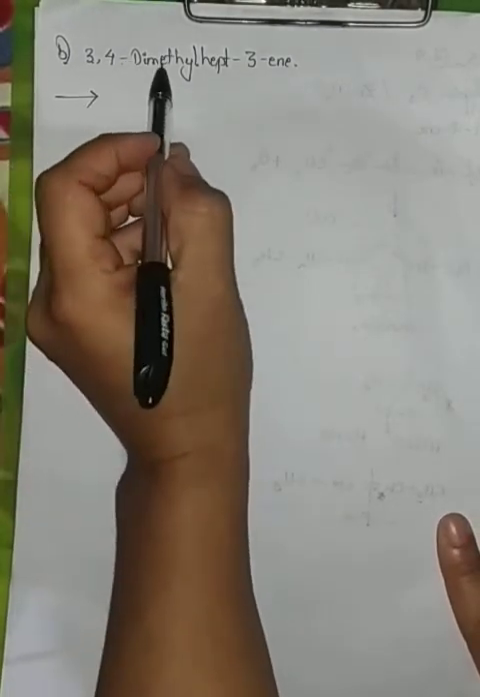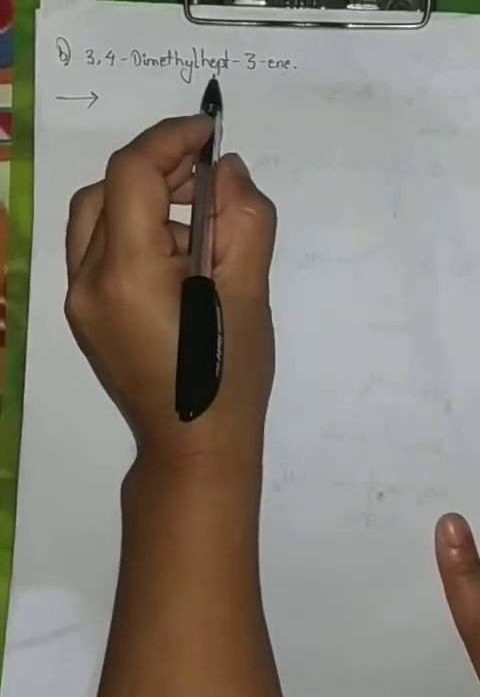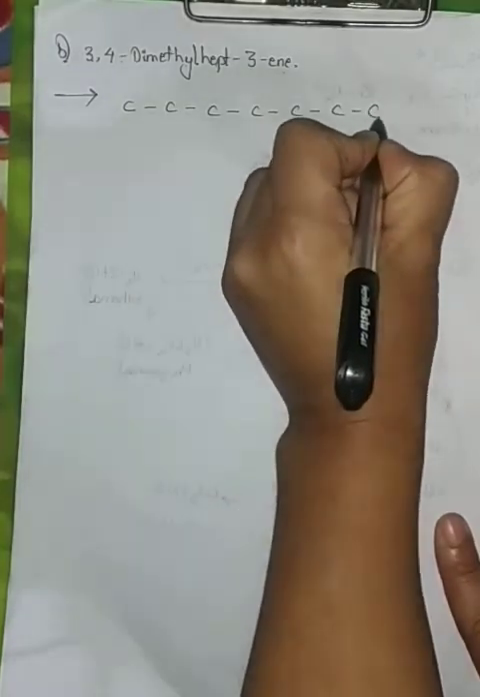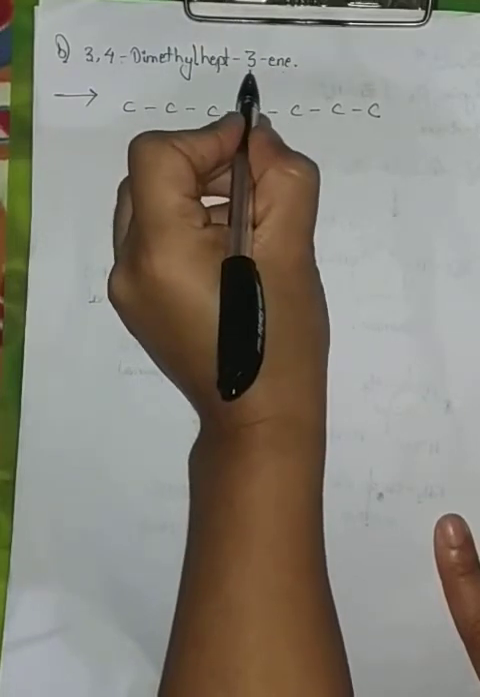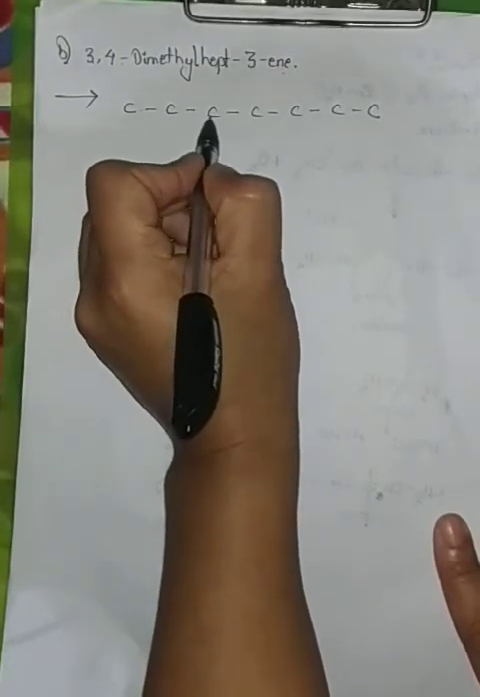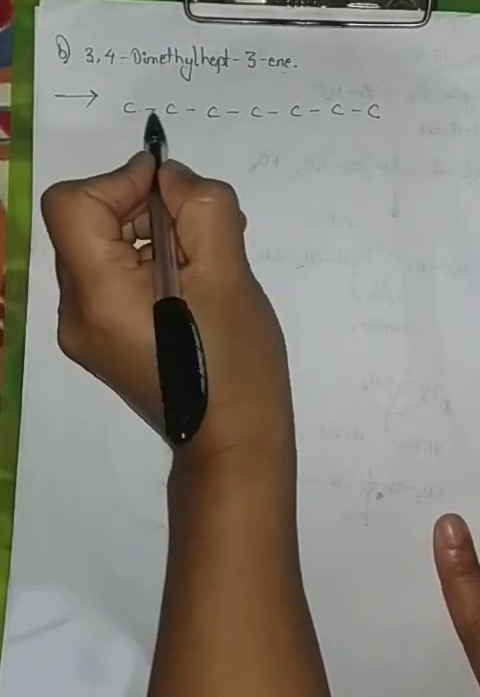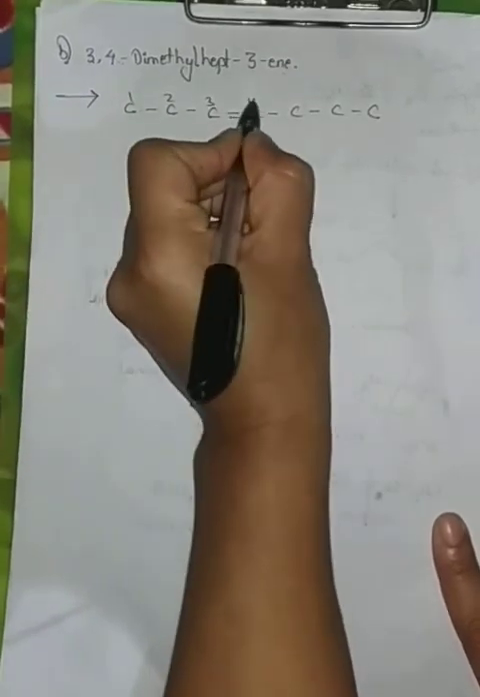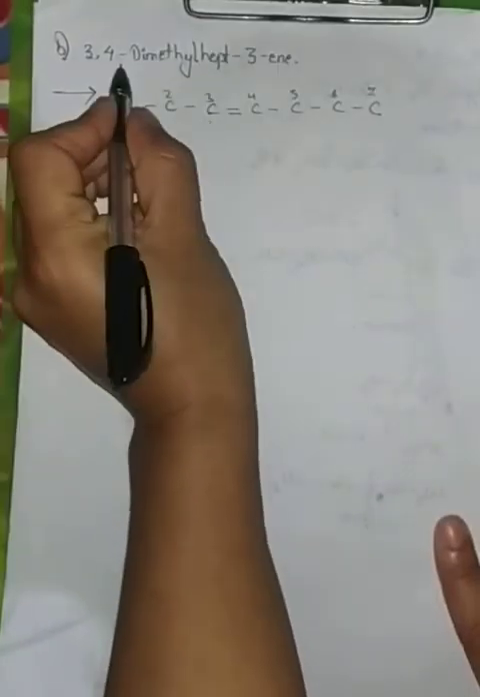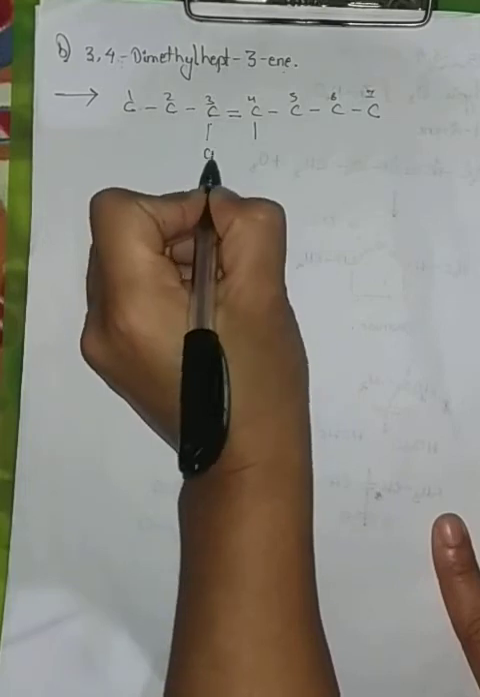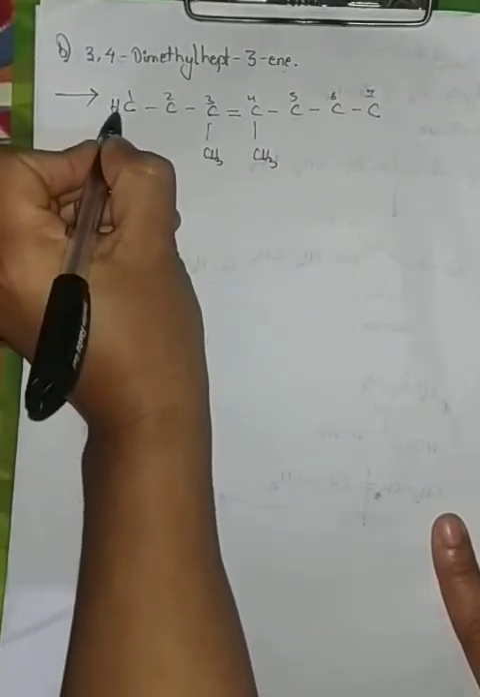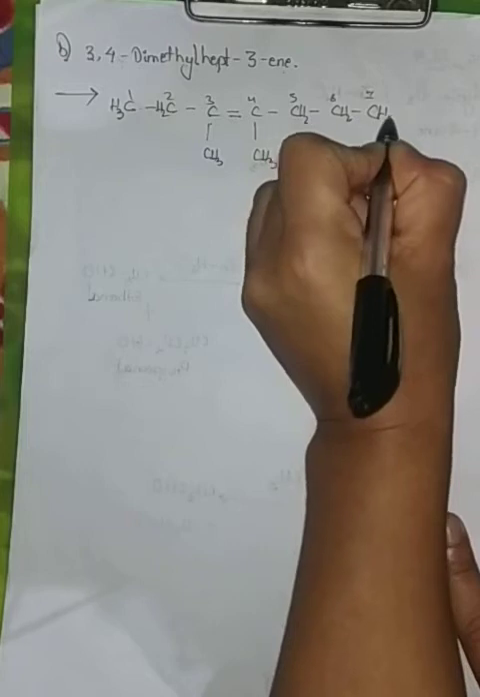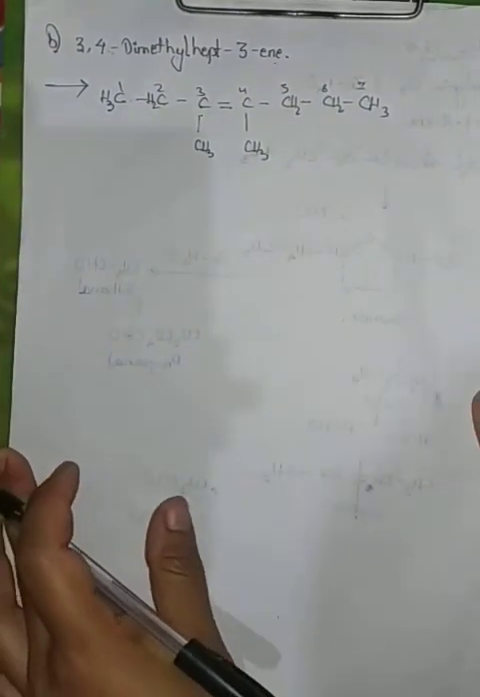The second example is 3,4-dimethylhept-3-ene. Now hept means 7 carbon atoms, 1, 2, 3, 4, 5, 6 and 7. The double bond is at carbon number 3, 1, 2, and 3, so our double bond would be here. The two methyl groups of the dimethyl are attached to carbon number 3 and 4, CH3, CH3. Now add the hydrogens: CH3, CH2, then CH2, CH2, CH3. This is our 3,4-dimethylhept-3-ene.